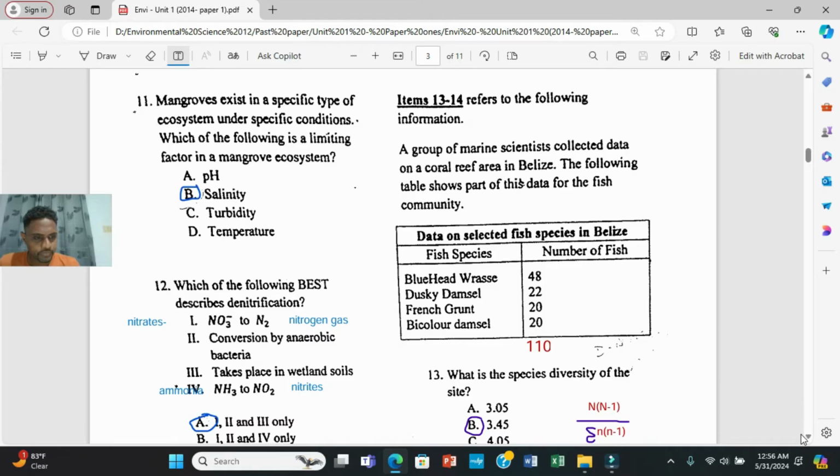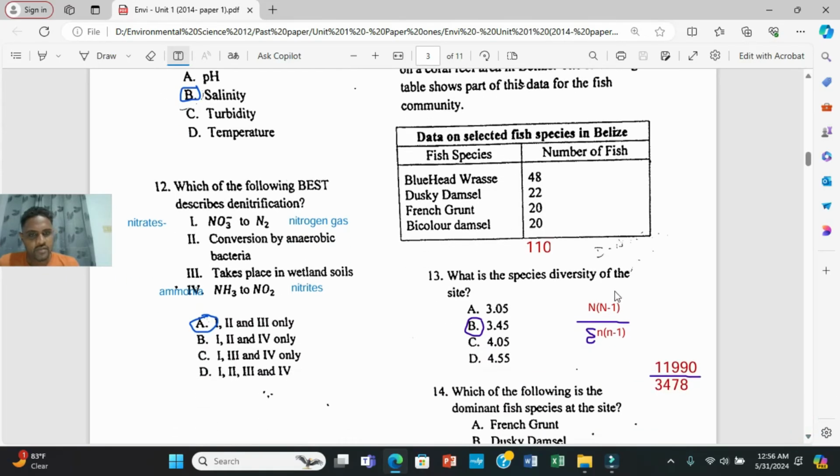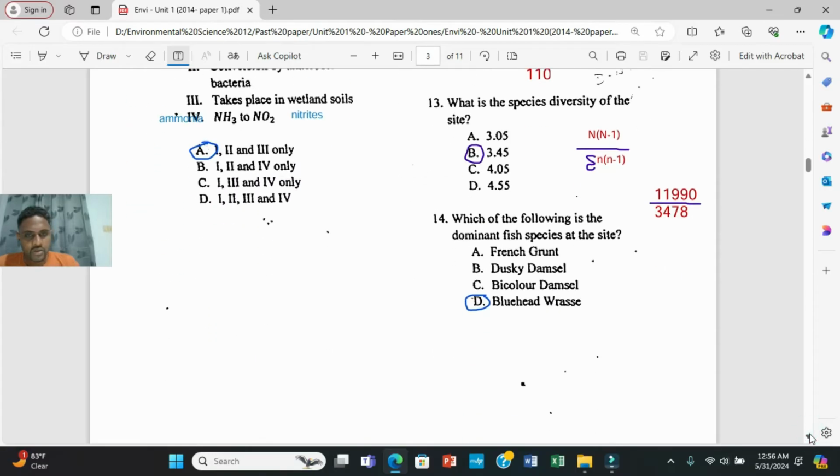All right. What is the species diversity of this site? Of course, guys, this is the formula. So you add up all of these, get 110. Of course, when you work out everything, you will get 11,990, and then you'll divide by the 3,478 into it, and you'll get 3.45 as your answer. B.